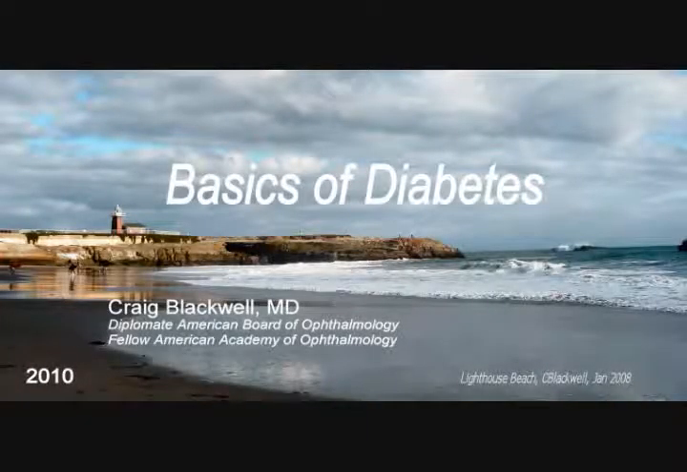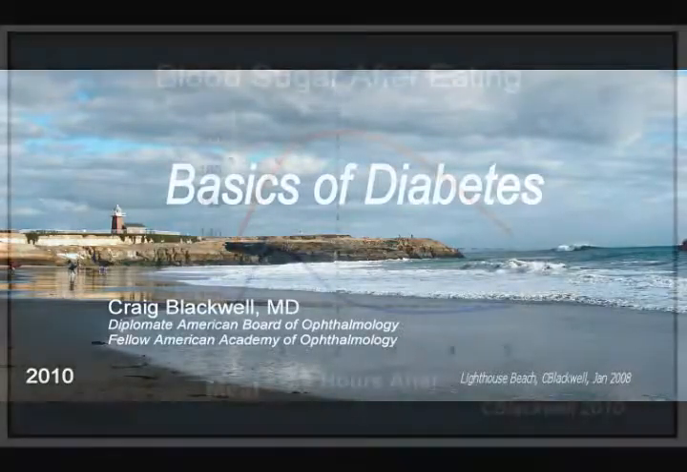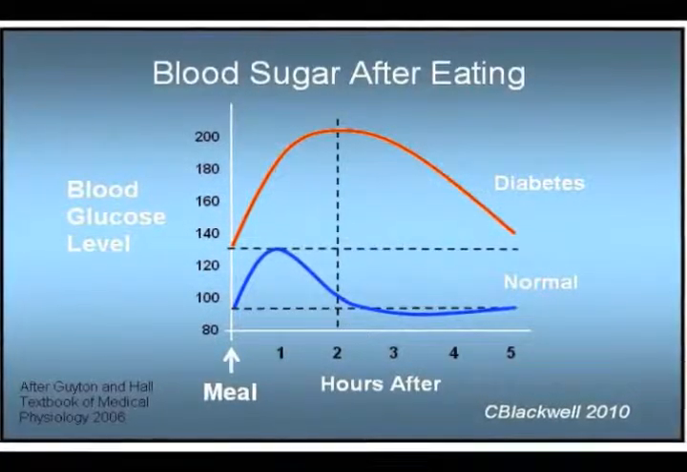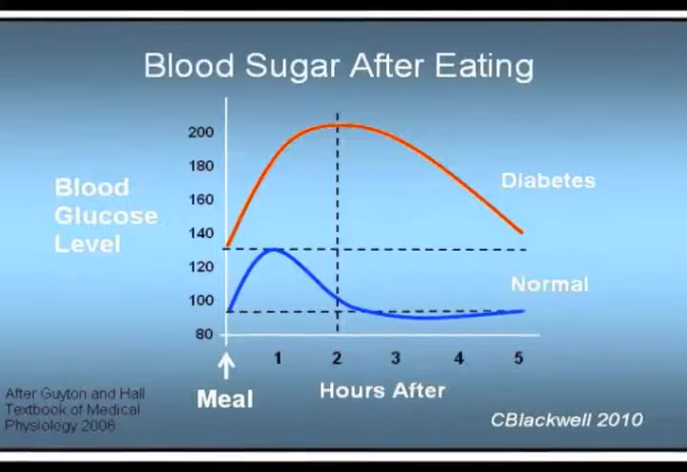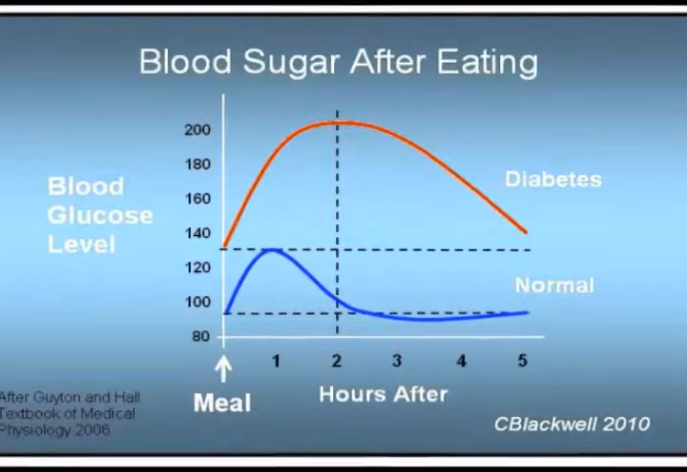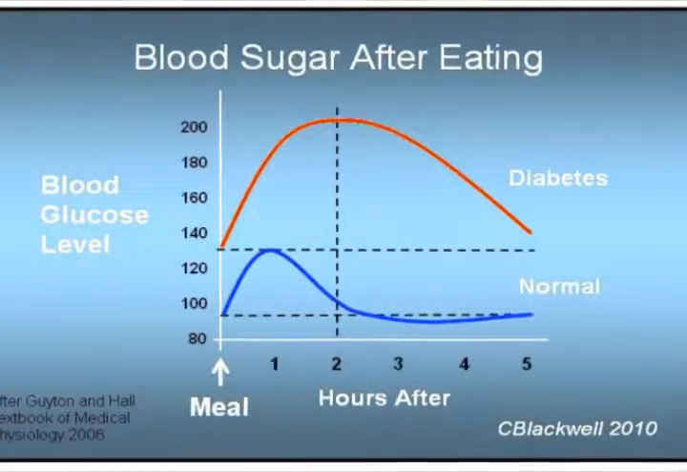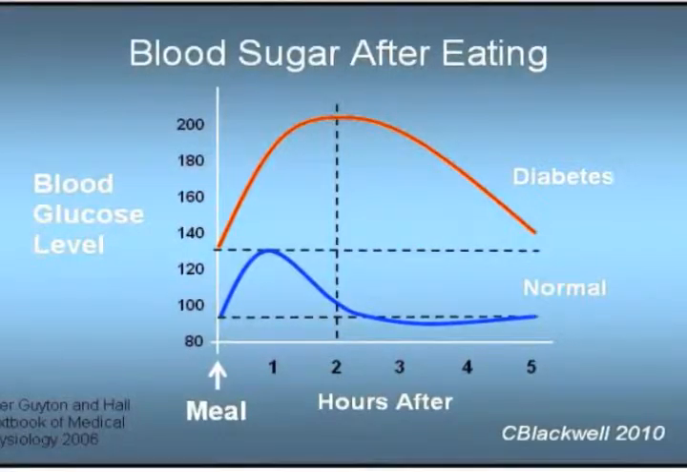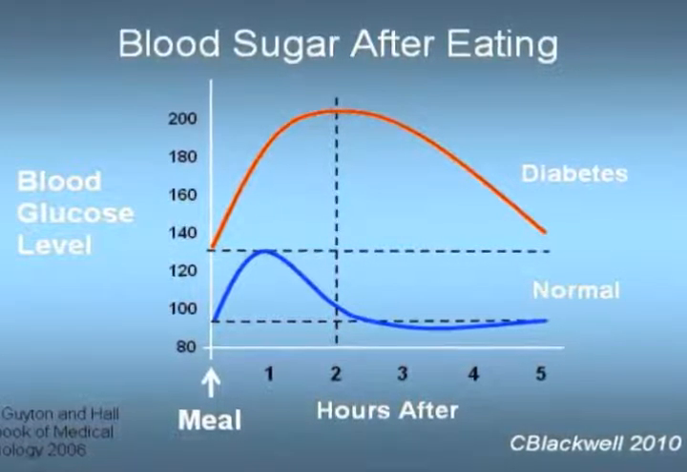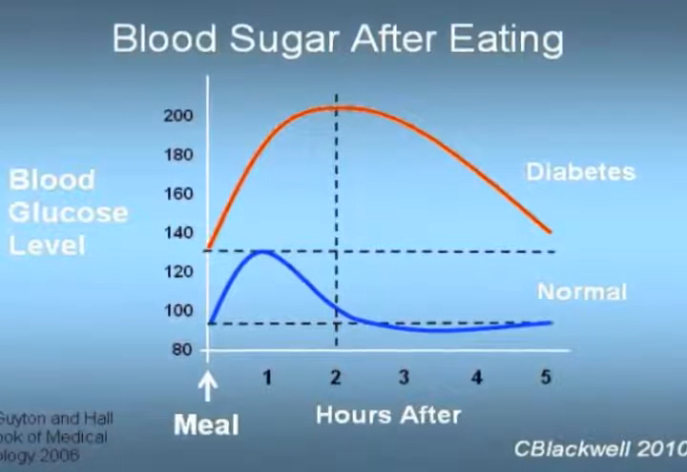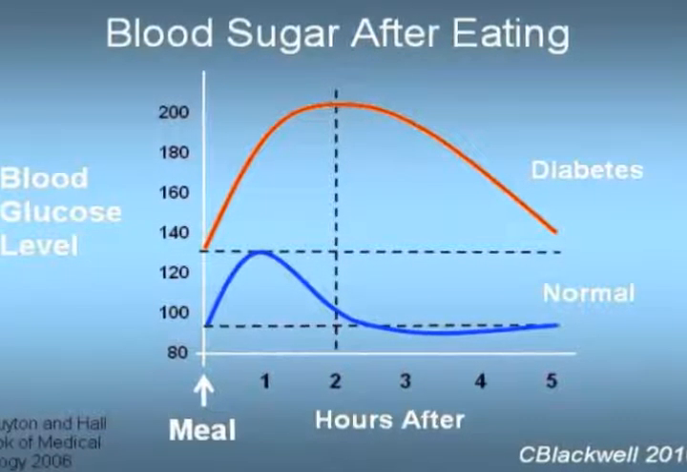This video is about the basics of diabetes. Maintaining a stable level of blood glucose to meet your body's energy demands is one of the most important parts of your metabolism. This is a graph of blood sugar after eating. It shows what a big difference there is between a normal person and someone with diabetes. In this video, we will discuss what this is all about.